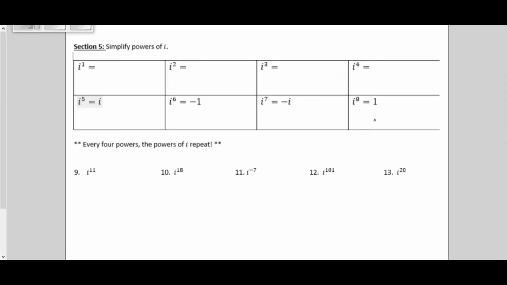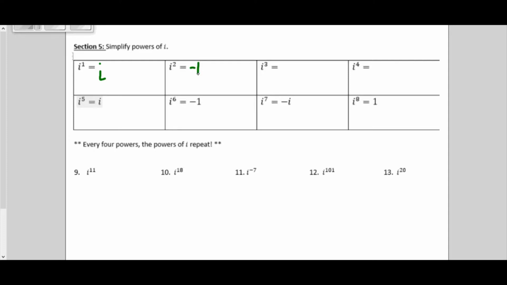So the last section is simplifying powers of i. Basically we'll look at the first 4 powers of i, and then we'll be able to use those first 4 powers of i to help us answer everything else. So i to the first power, remember anything to the first power is itself. So i to the first is just i. And i squared, remember that was just a definition. We defined that to be negative 1.